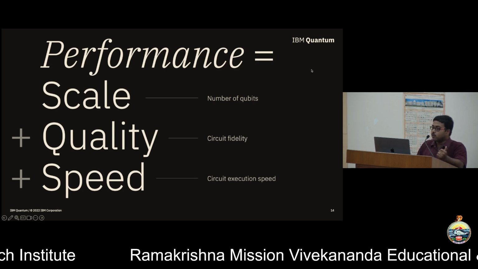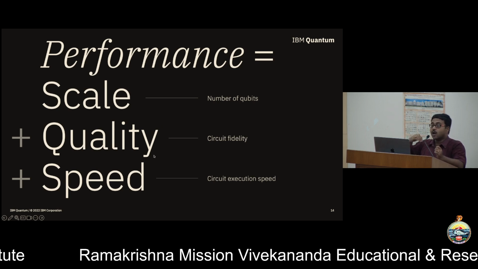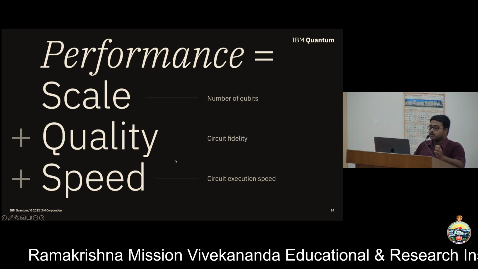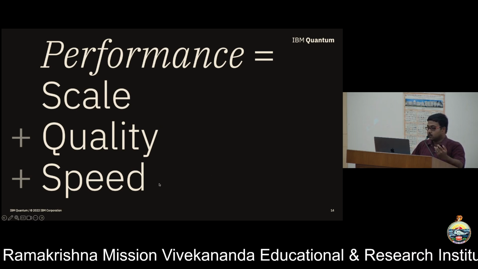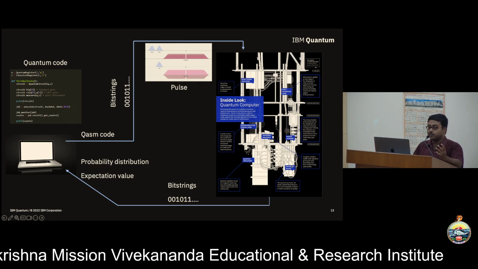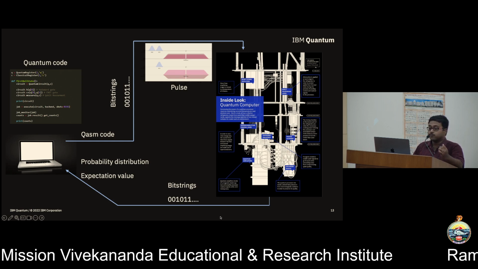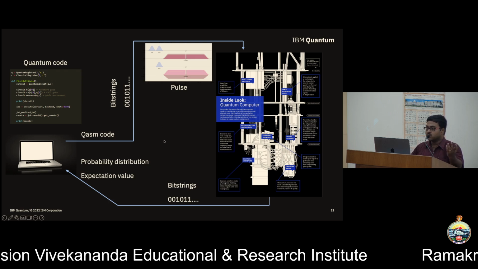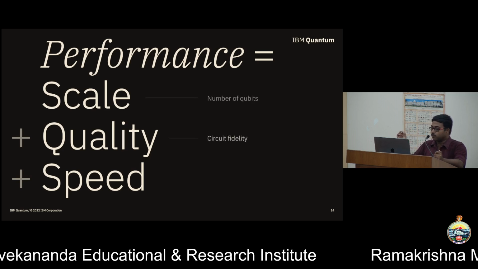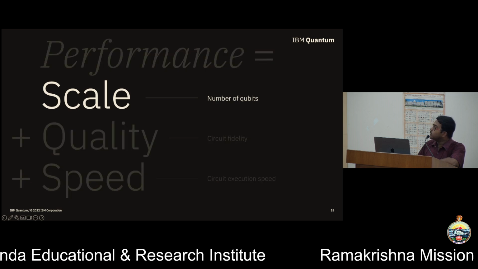So when we think of performance, it is scale, which is the number of qubits. It is quality, which is how good the qubit is, defined by a mathematical term called fidelity. And there is also speed, meaning how fast it is. A quantum computer is extremely fast, but this is the only portion that is quantum, everything else is classical. So if everything else is very slow, then we don't get the benefits of a quantum system. So when we talk of performance, we have scale, quality, and speed. So let's see what we are doing in terms of scale.